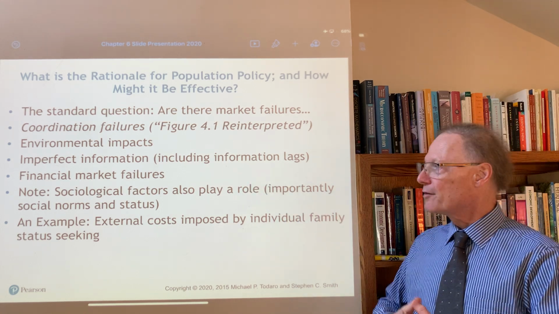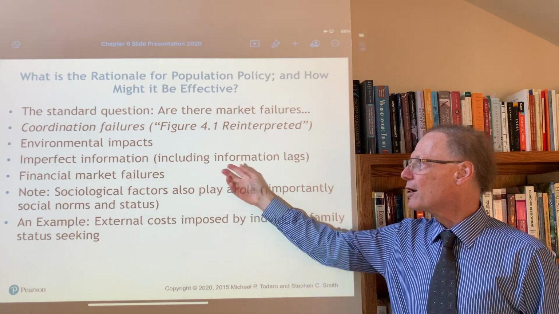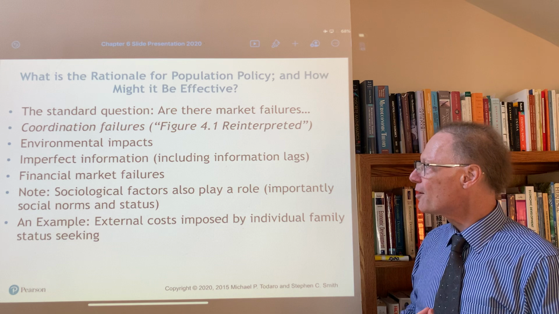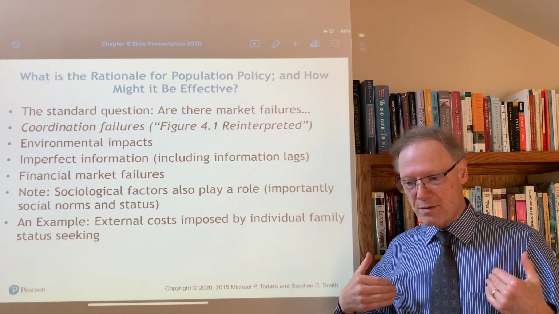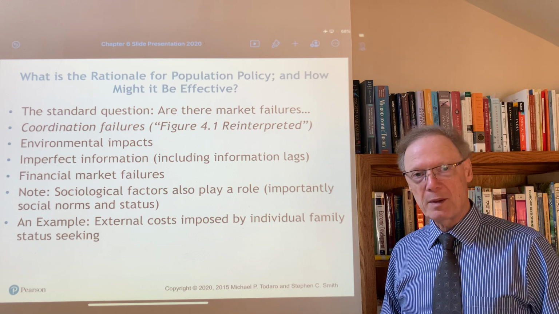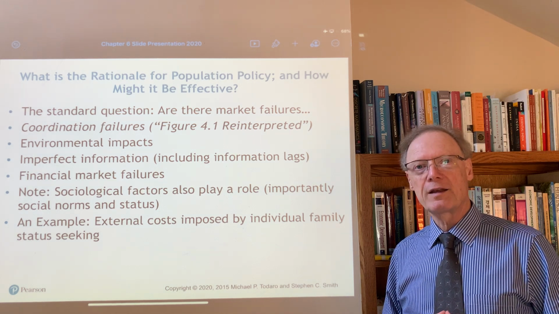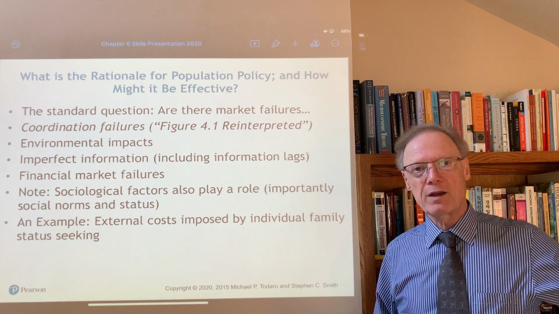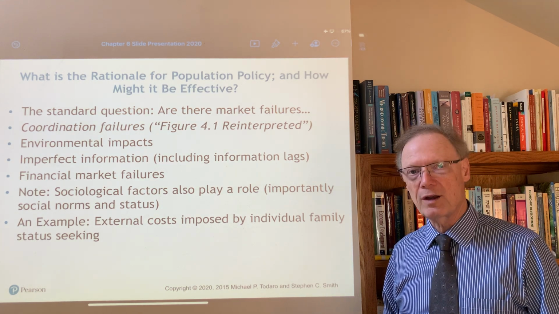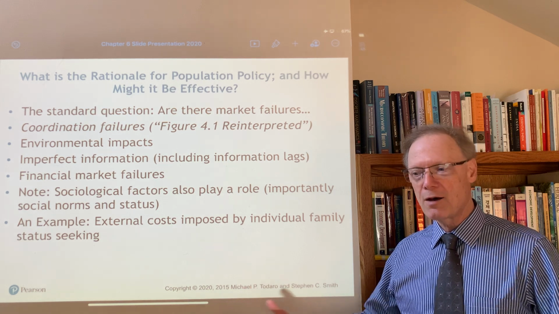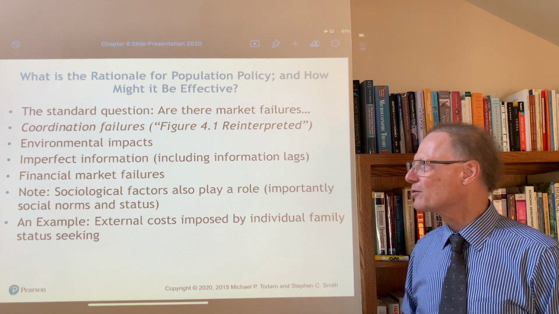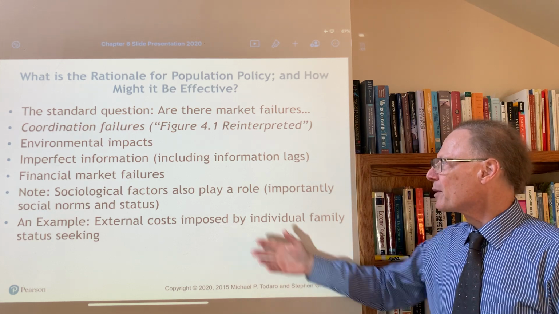Imperfect information is another important aspect. This can include, among other things, information lags. And so it may be that the experience of the older adults has been that child mortality is very high. And so even though conditions may have changed, that may be the wisdom that's getting passed on to the next generation. Things look good now, but historically things are not so good, so you should be prepared and have a lot of children, as a result.